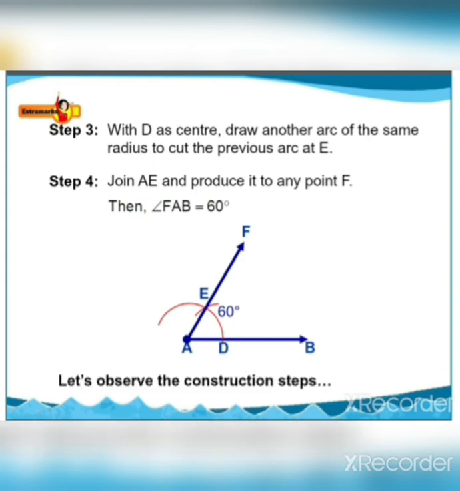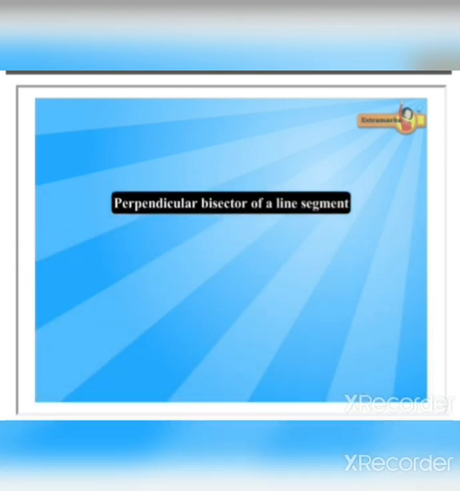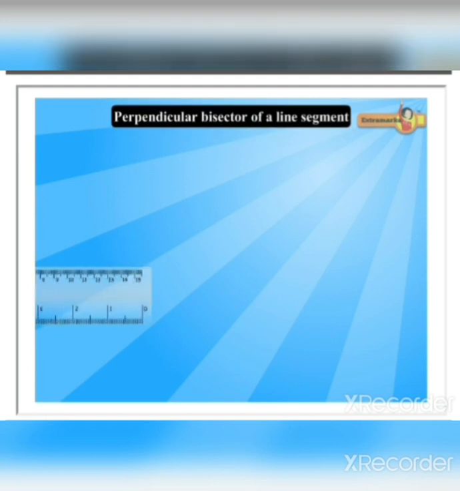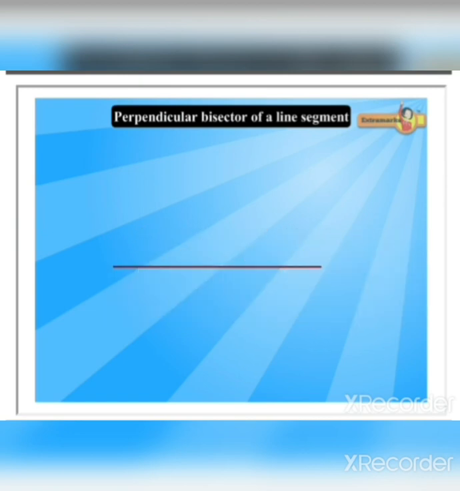Let's observe the construction steps. Perpendicular bisector of a line segment is perpendicular to that line segment and divides it into two equal parts. Let us see how we draw the perpendicular bisector of a line segment AB.